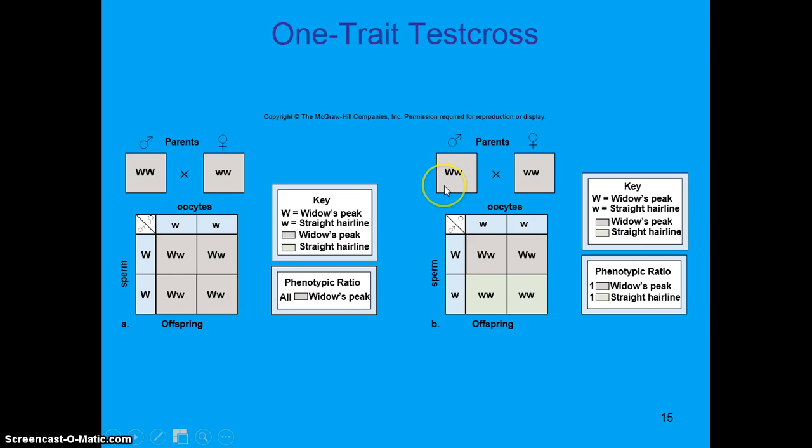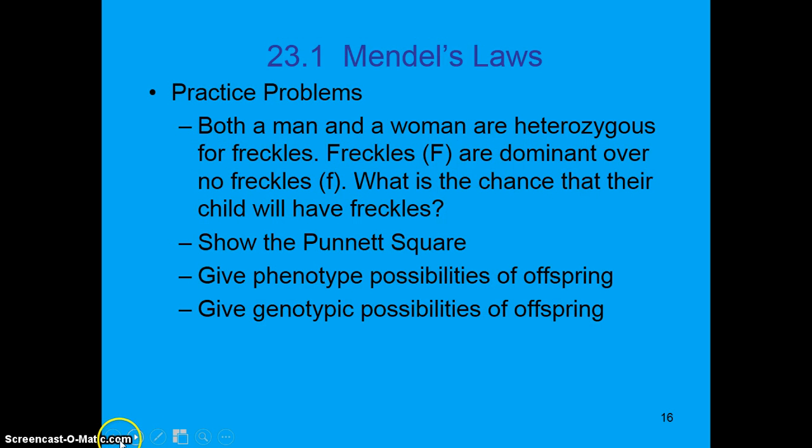On the other hand, this is the square we just looked at on the previous slide. If the individual is heterozygous dominant for the trait, we do a test cross, and half the children should have a straight hairline and half should have a widow's peak. So that's a test cross. We take an individual, we don't know exactly what the genotype is because it's dominant, and we cross it with a homozygous recessive individual, and we look at what their offspring would be.